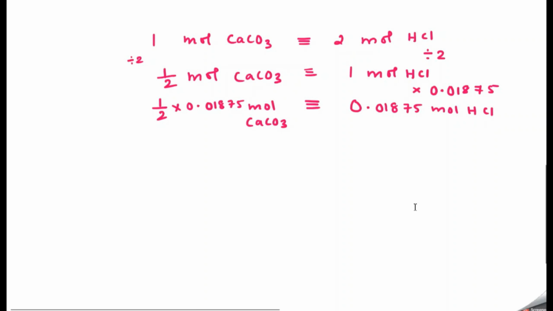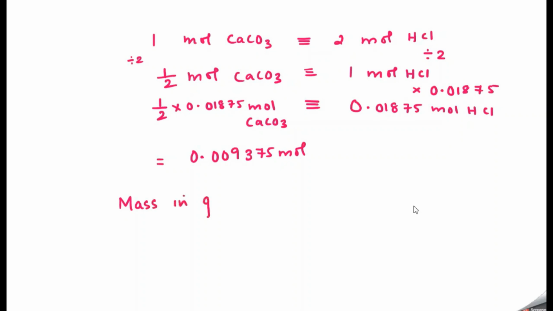So let us calculate this value. If you divide by 2, my answer will be 0.009375 mole, correct? So I got the number of moles, but they are asking the question in grams. So I can say mass in gram of calcium carbonate. How will you find it? We have a standard formula: number of moles is equal to mass in gram divided by molecular mass. So mass in gram becomes number of moles into molecular mass, correct? So tell me, what is the number of moles?